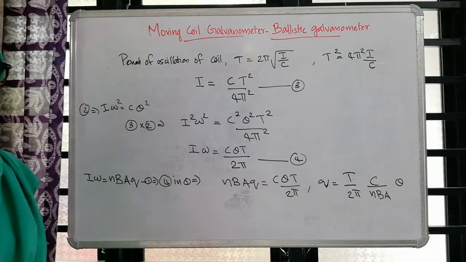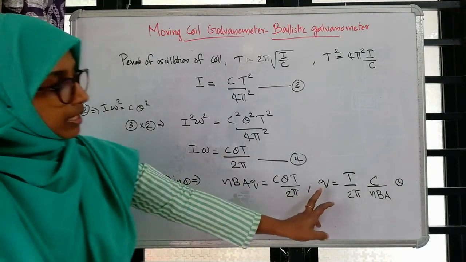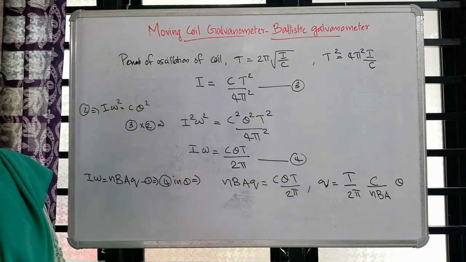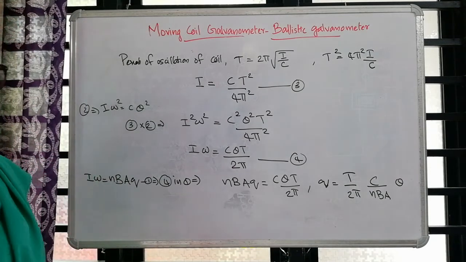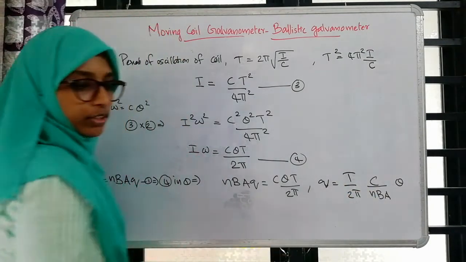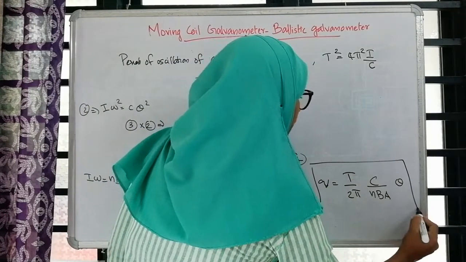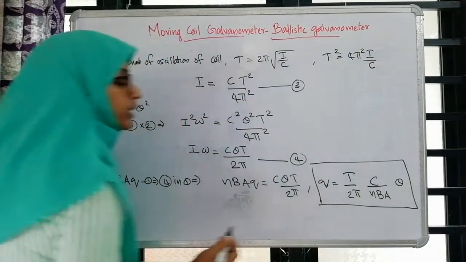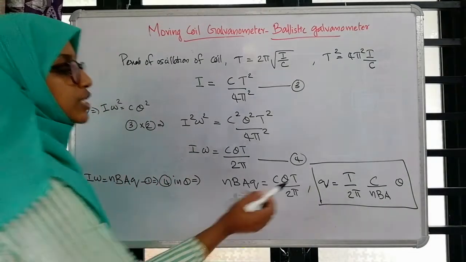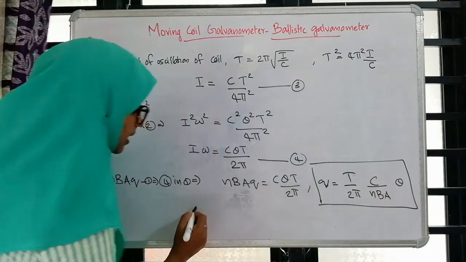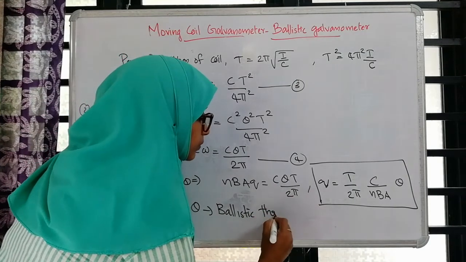This is the expression for the charge flowing, that is Q, the charge flowing through that coil. And we can say it is the relation between the charge flowing and the ballistic throw theta in that galvanometer. You can find out the charge flowing or the time period or any of the components from this equation. Theta is known as the ballistic throw.